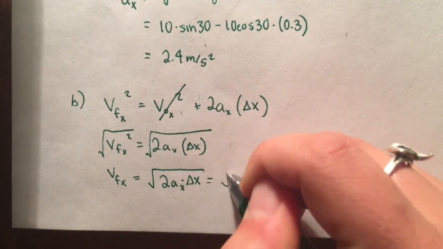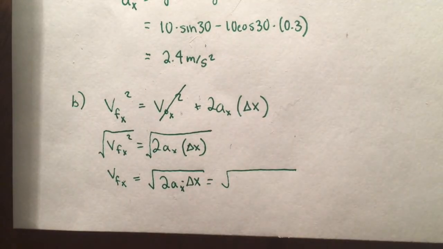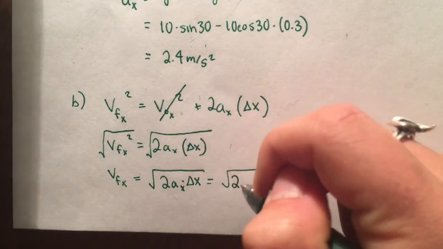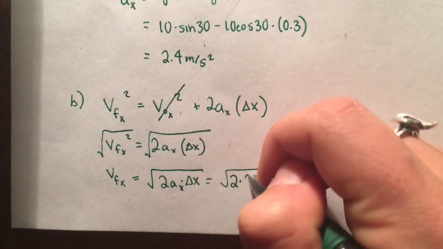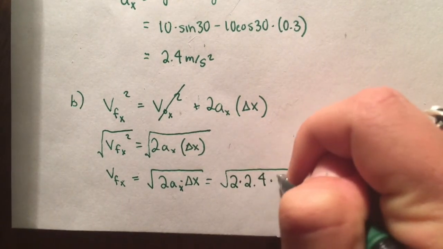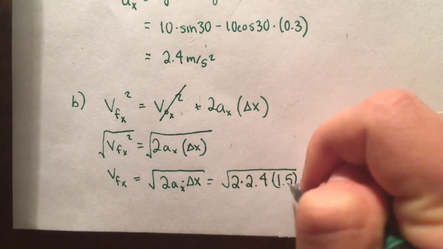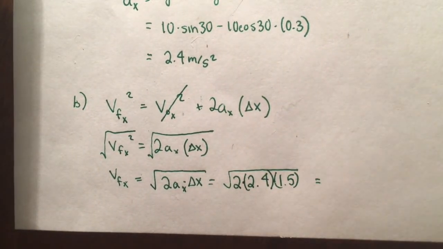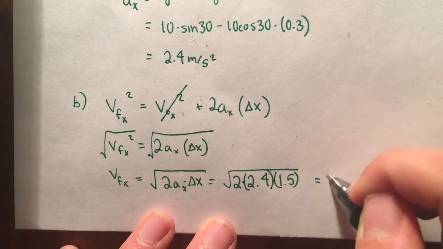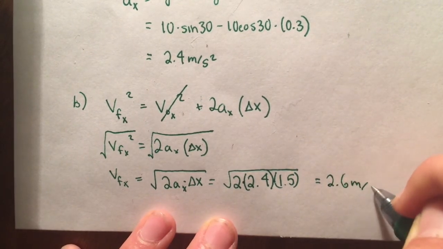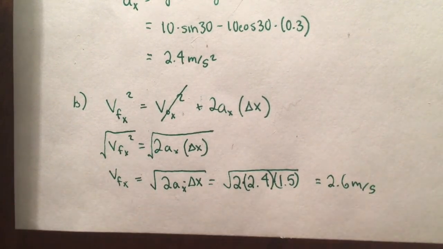So I get the root. I'm rooting for you. You've got this. So I'm plugging in my numbers. 2.4 times 1.5. And if you plug that into your calculator, you get 2.6 meters per second because it's a speed. So my next step is to ask, is this reasonable?